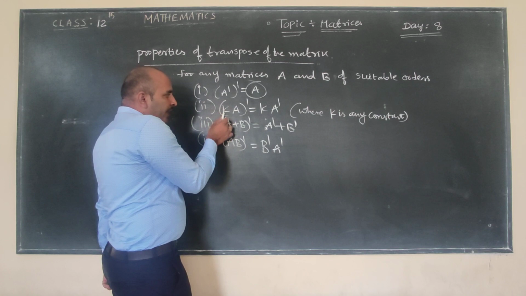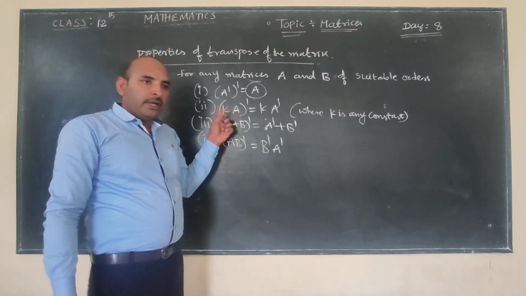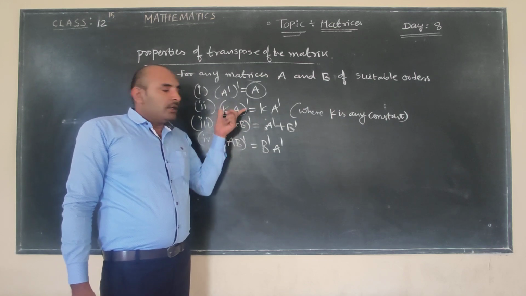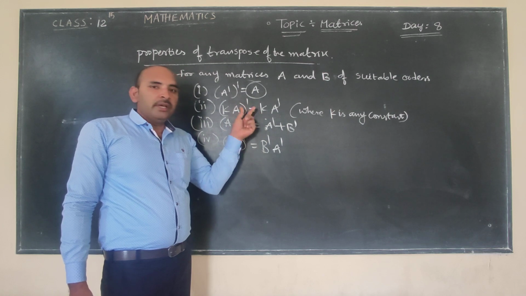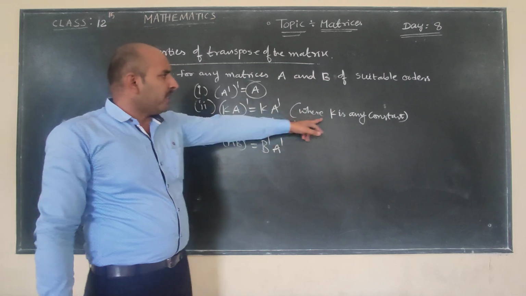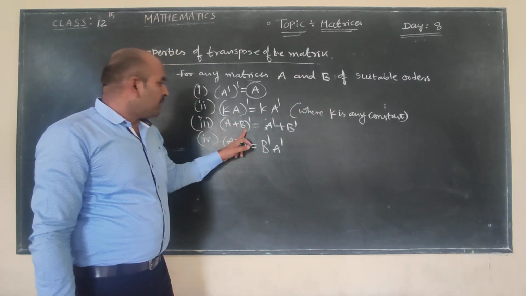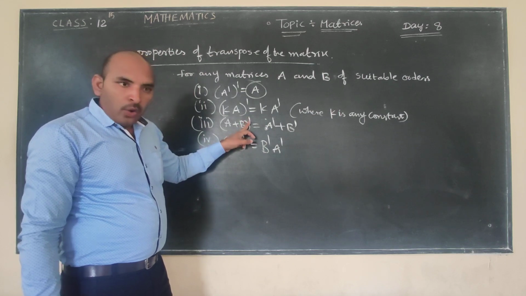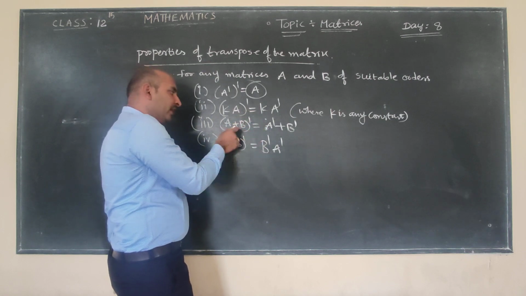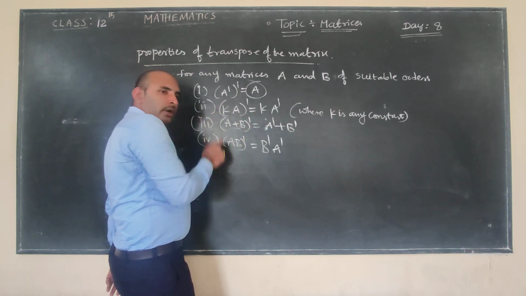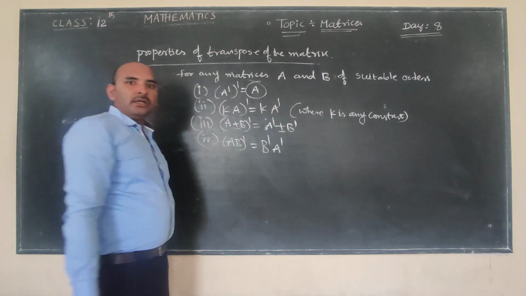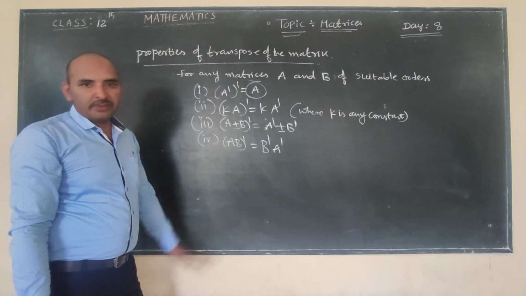Second property, K into A whole transpose. What is the meaning of this one? K is any scalar multiplied with the given matrix. Then its whole transpose gives K times the transpose of the matrix, where K is any scalar or constant. So addition of two matrices, whole transpose is equal to A transpose plus B transpose. Even subtraction is also applicable. A plus or minus B whole transpose is A transpose plus or minus B transpose. Either addition or subtraction is applicable.